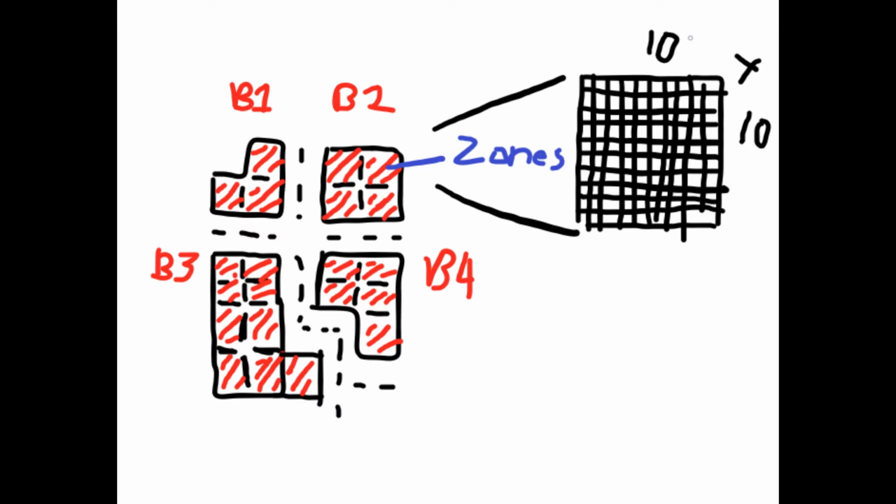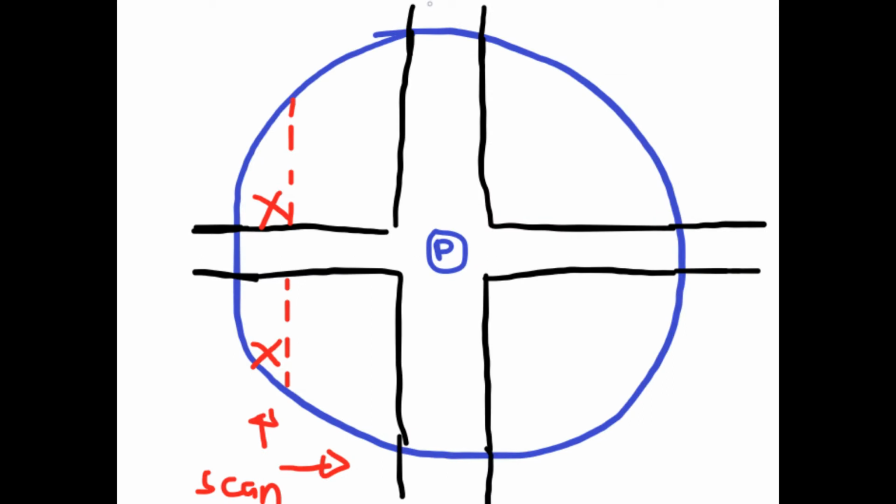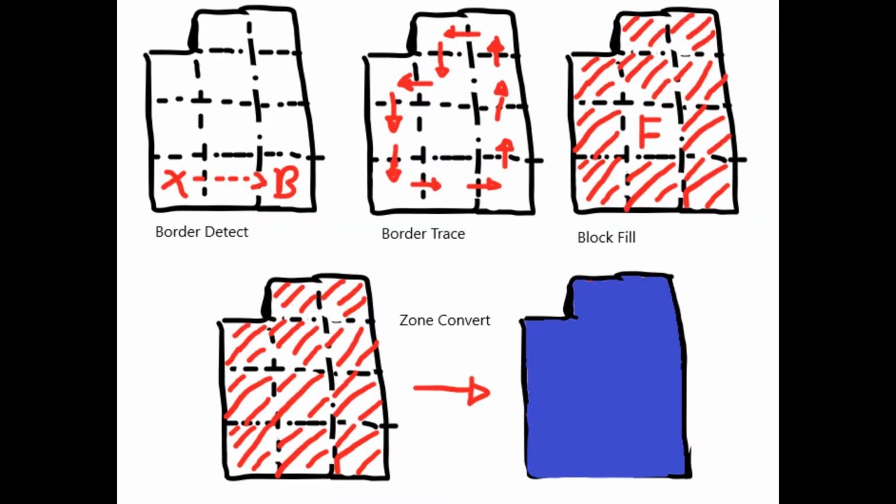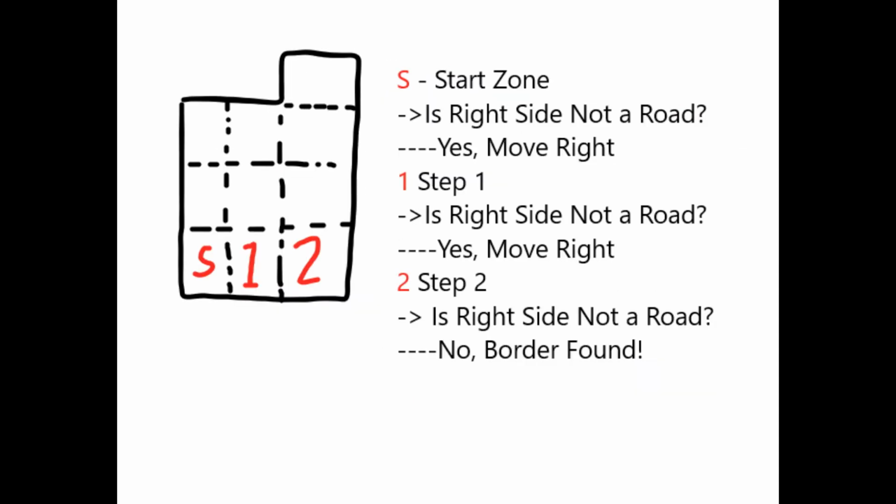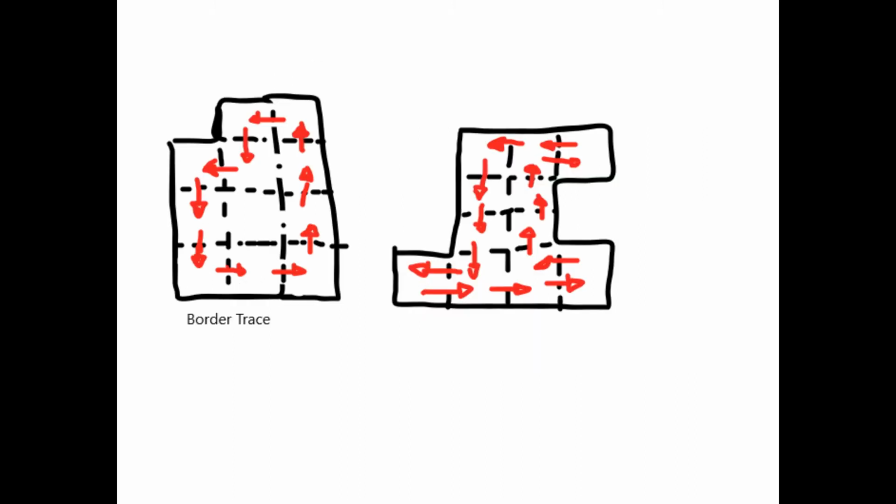In the regular scanning of the player's surroundings, once the scan enters a zone that has no roads, it will enter block conversion mode. It has several steps: border detection, border trace, block fill, and zone convert. In border detection, it uses the initial scan to start and checks the zone on the right to see if it's a road. Once it determines the right side is a road, it has found the border and will start border trace. Border trace's goal is to trace the block's outlines and log them.